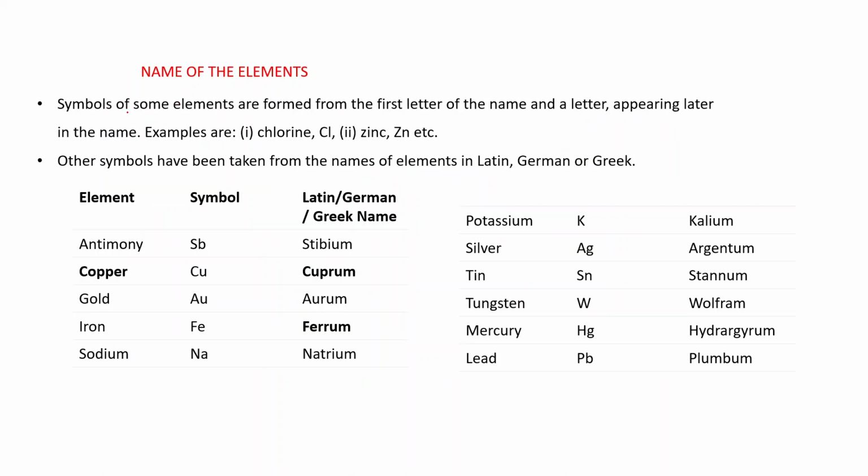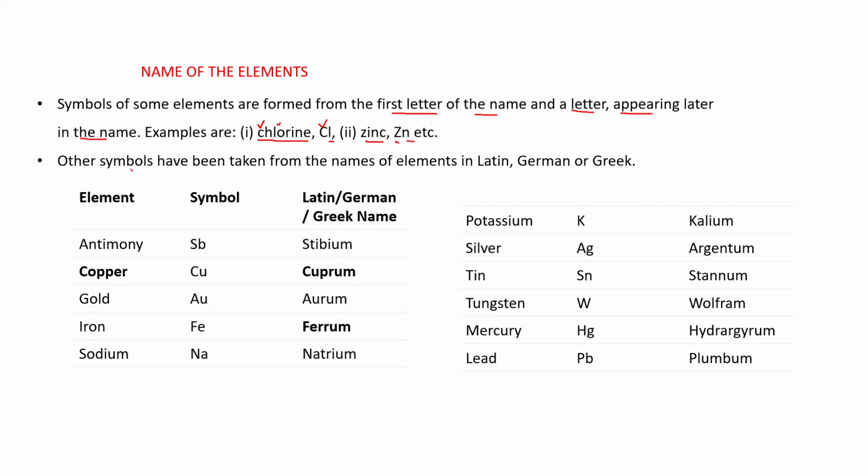Now, how are the names of the elements taken? Symbols of some elements are formed from the first letter of the name and a letter appearing later in the name. For example, chlorine, its first letter is C. That's why this is capital C. But the L is taken, not just after the first letter of chlorine, this is later. Okay, that's why Cl. Again, remember C is capital, L is small. In the same way, zinc, Zn.